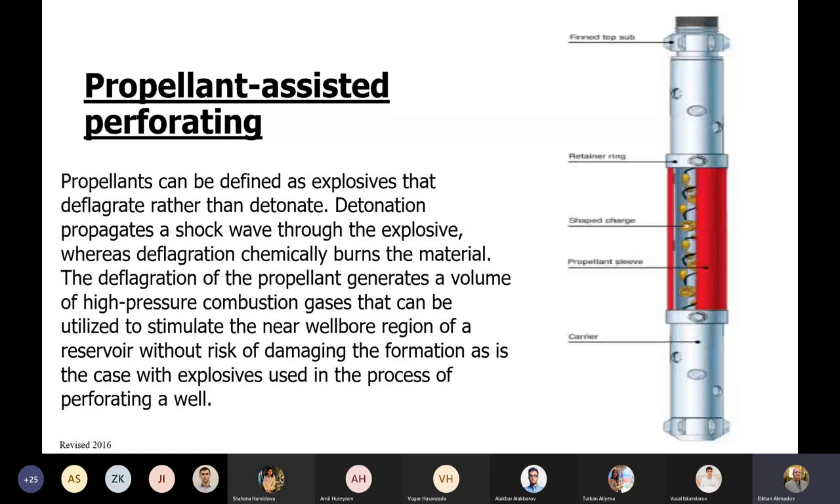Another one is propellant assisted perforation. Propellants are explosives that deflagrate rather than detonate. It is like a rifle or just a normal military gun. Detonation propagates a shockwave through the explosive, but deflagration chemically burns the material. Okay, so these are the shaped charges with the propellant sleeves. The deflagration of the propellant generates a volume of high pressure combustion gases that can be utilized to stimulate the near wellbore region of a reservoir without the risk of damaging the formation, as in the case of the explosive used in the process of perforating the well.